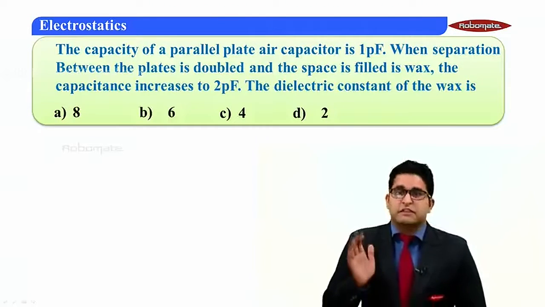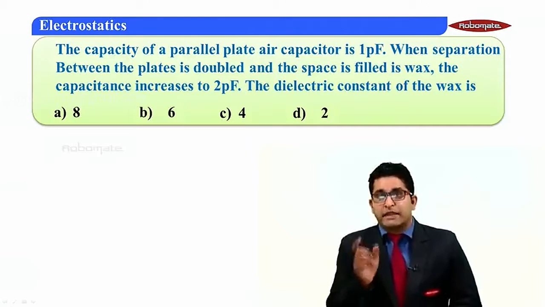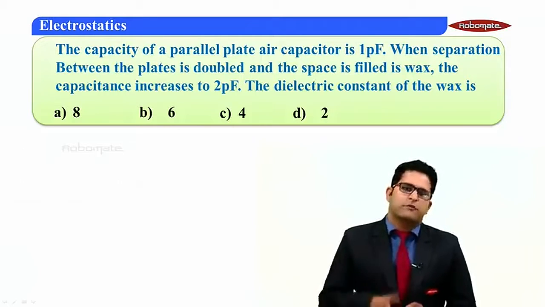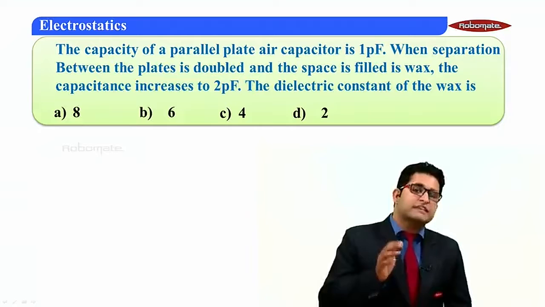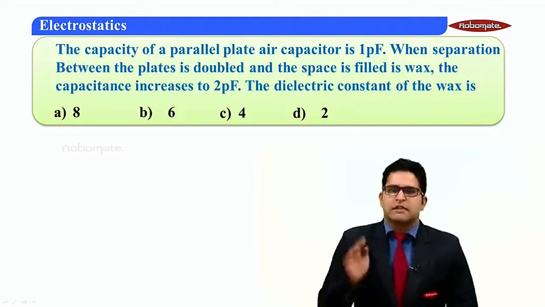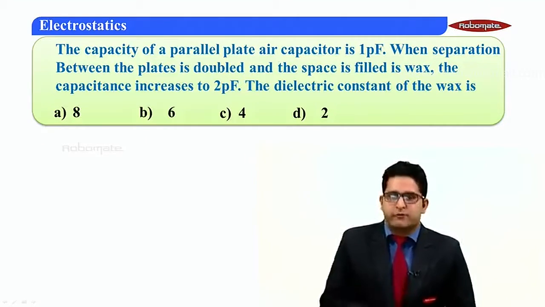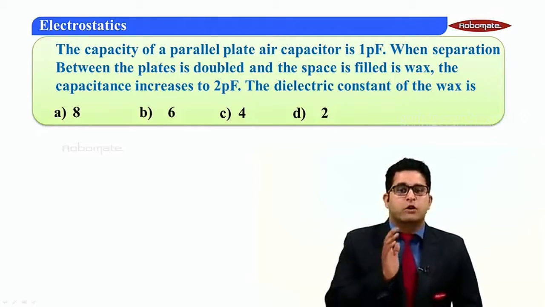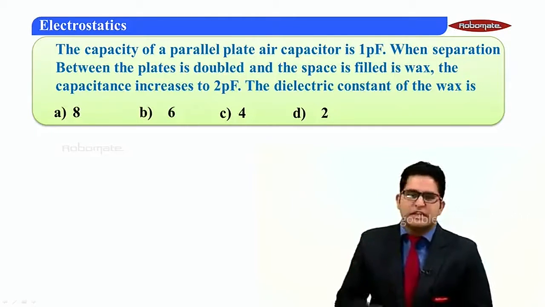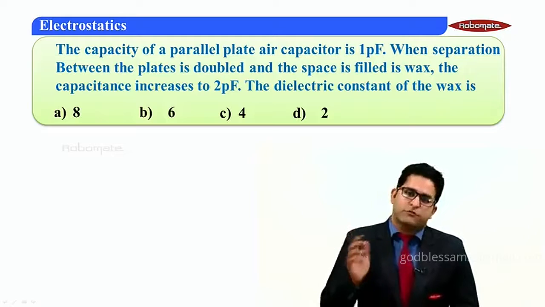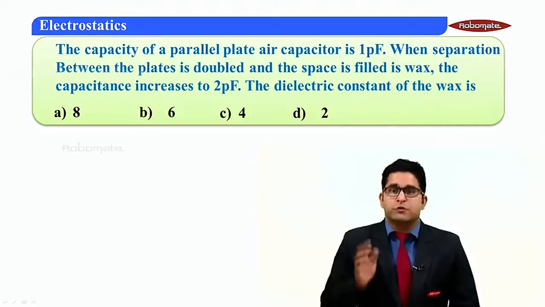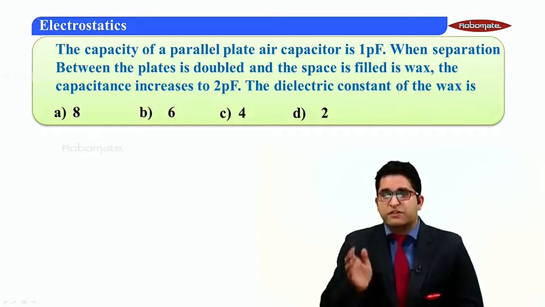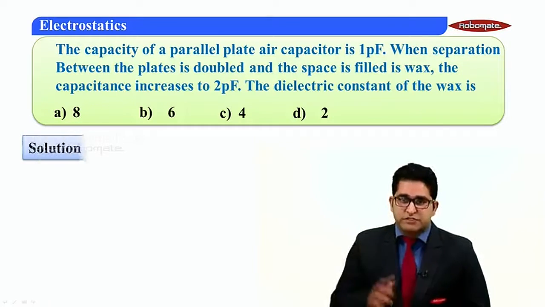This MCQ says the capacity of a parallel plate air capacitor is 1 picofarad. When the separation between the plates is doubled and the space is filled with wax, the capacitance increases to 2 picofarad. The dielectric constant of the wax is: option A, 8; option B, 6; option C, 4; and the last option is 2. Right? So students, in this particular MCQ, we are provided with the capacity of the air capacitor, right? So let us start with the solution.